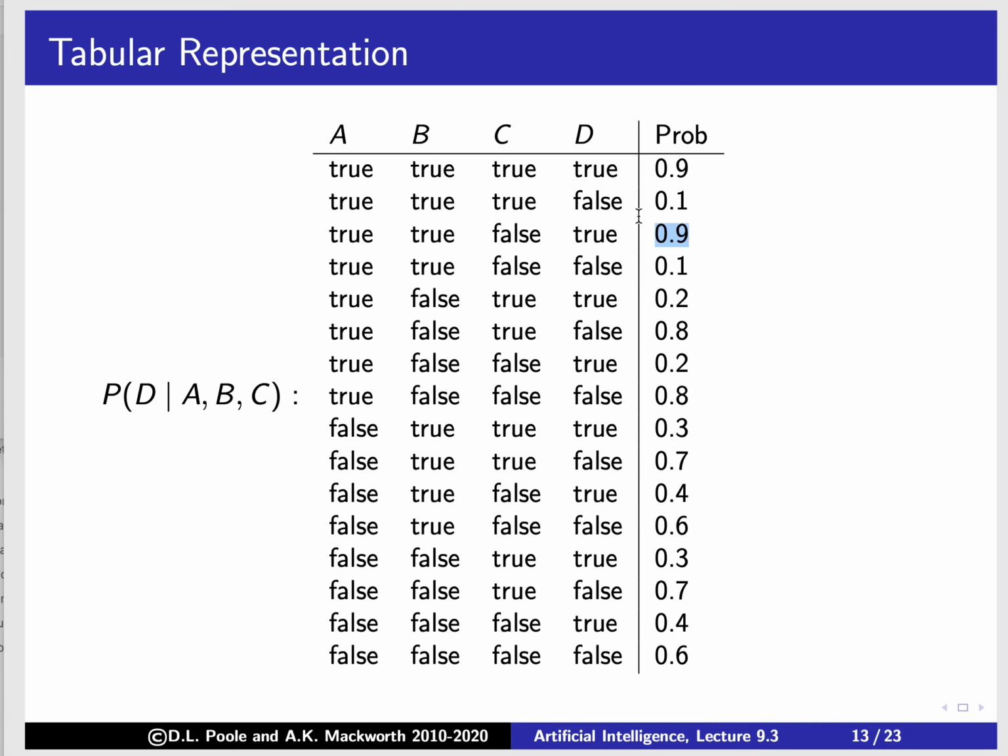So this is something called context-specific independence. It doesn't matter what the context is. So that's the first one here. When A is true and B is true, we're going to get the same value in here.